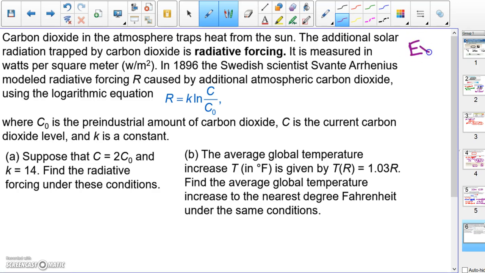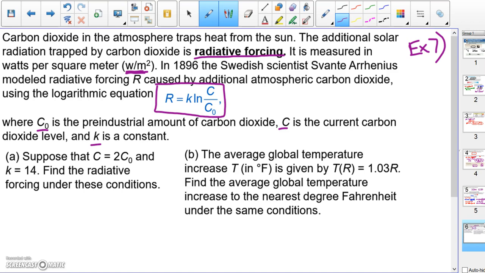Example 7. Carbon dioxide in the atmosphere traps heat from the sun. The additional solar radiation trapped by carbon dioxide is radiative forcing, and it's measured in watts per square meter. We can model this radiative forcing using this logarithmic equation right here. C0 is the pre-industrial amount of carbon dioxide, C is the current carbon dioxide, and K is a constant.